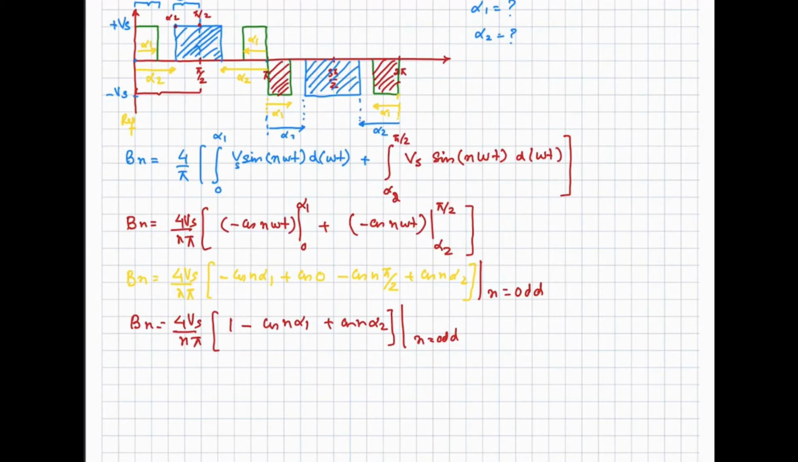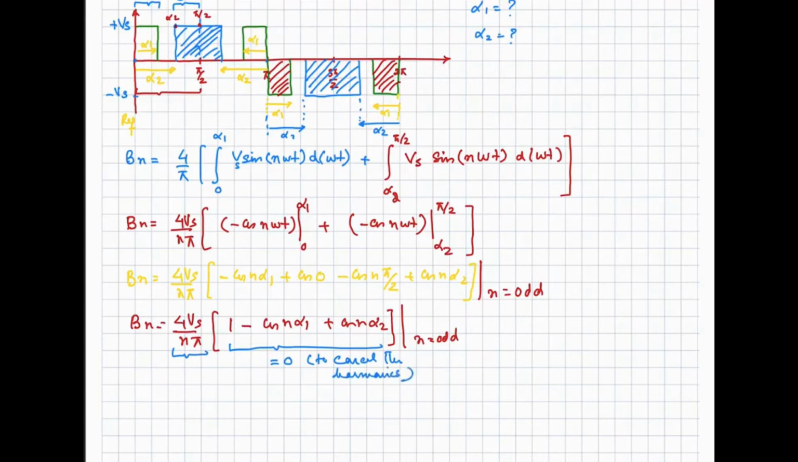Okay, now to cancel out the harmonics, this Bn should be equal to 0. If I say that n is equal to 3, I want to cancel out the third harmonic, then for n equal to 3, this Bn should be equal to 0. So for that, this part cannot be 0, because Vs will definitely have a certain value. So only this part can be equated to 0 to cancel out a certain set of harmonics.